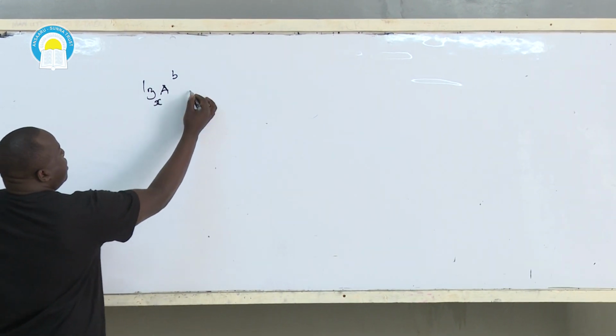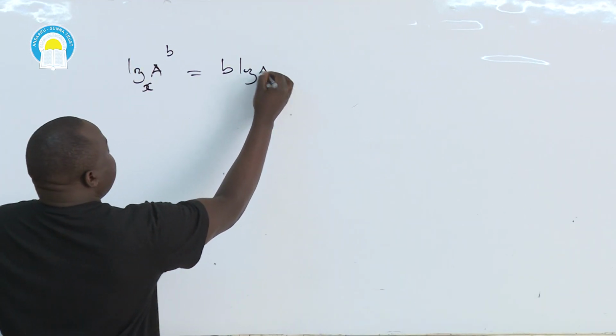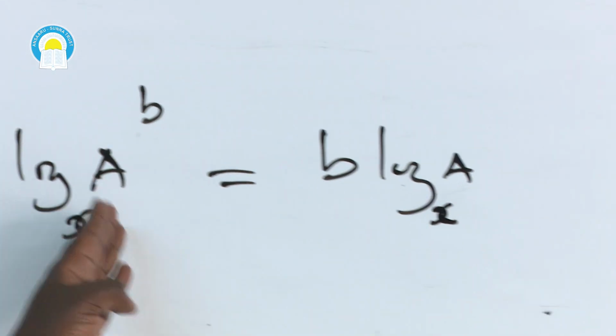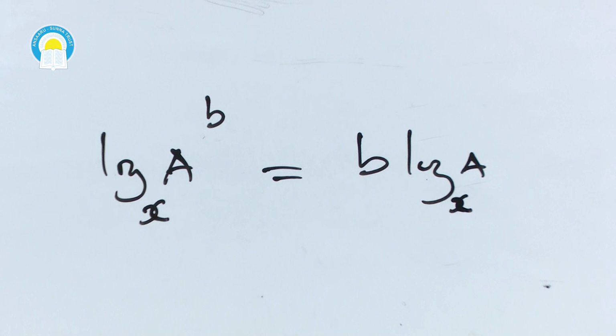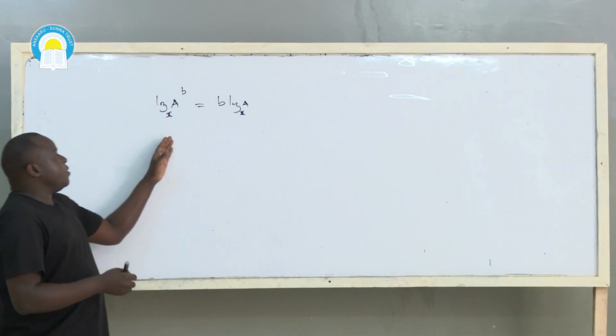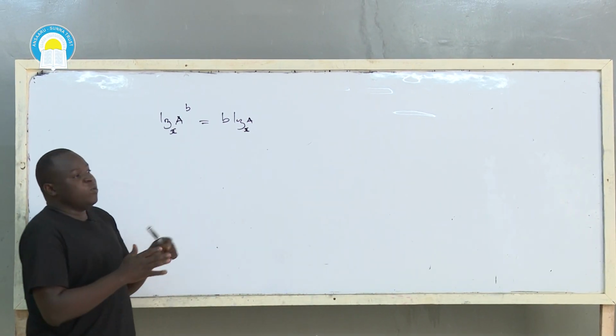b, which was the same as b log A, then base x. I tried to explain how this is supposed to be used, especially when it comes to simplifying fractions where division is involved. We did some few examples, and I think you can remember that.